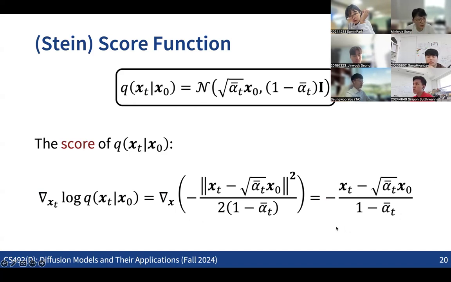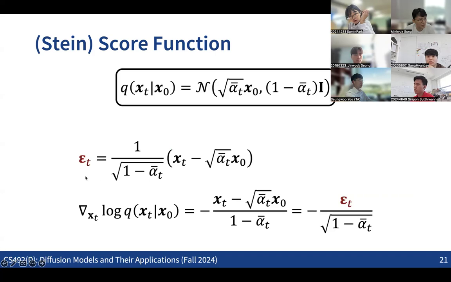And from this, from our definition of epsilon t, which is the noise that has been used to sample xt from x0, we can see that the score function of this specific distribution becomes the same as the noise, but scaled by this scaling factor. So you will need to remember this relationship between the score of this distribution and epsilon t here.